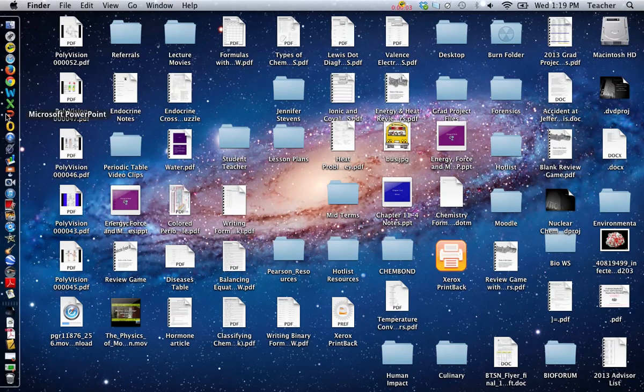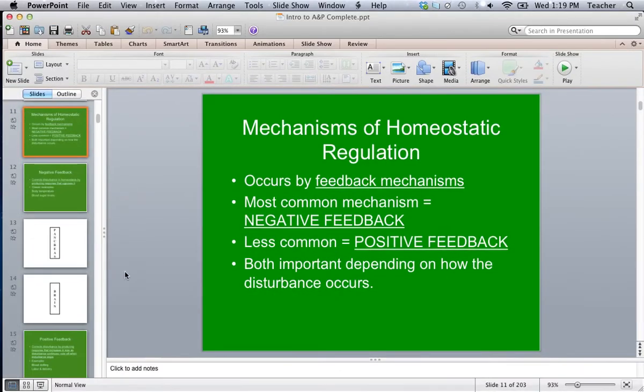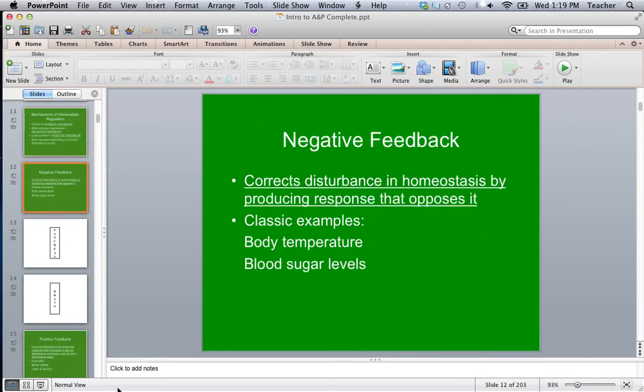So yesterday we started discussing the mechanisms of homeostatic regulation, and we talked about the fact that the two most common types of feedback are negative feedback, which is the most common, and positive feedback, which is not as common, but just because it's not as common doesn't mean that it doesn't have a place within the human body.